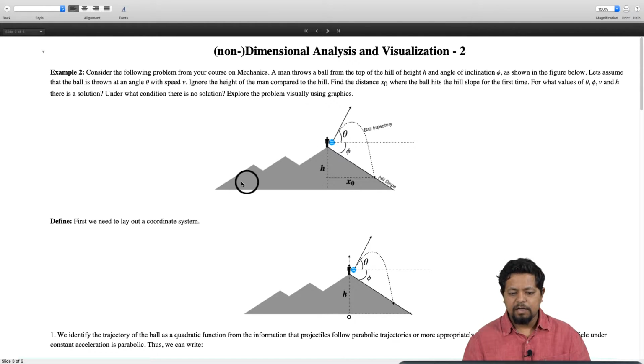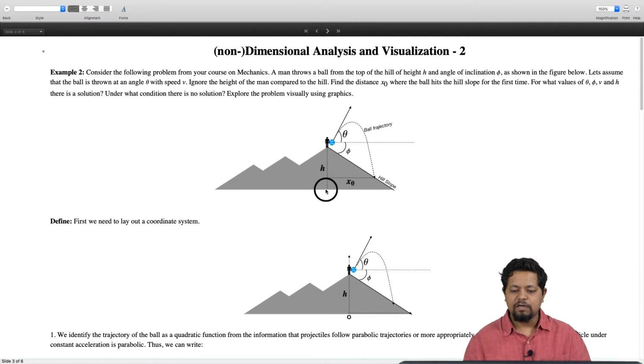So let's consider a hill, and on top of the hill, let's say there's a man standing. The man holds a ball and he throws the ball at some angle theta. The hill makes the angle phi with the horizontal. So the hill has a slope, and the slope makes an angle phi with the horizontal. The man throws a ball, it makes a parabolic trajectory, and it falls down and hits somewhere on the hill slope downwards.